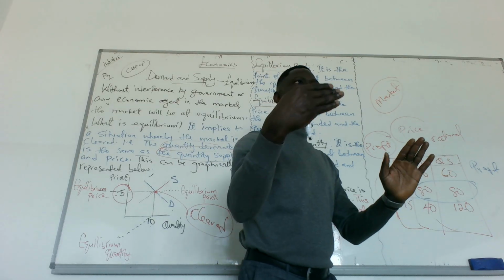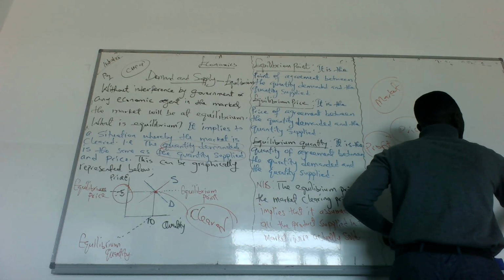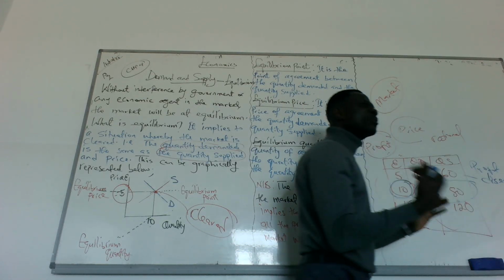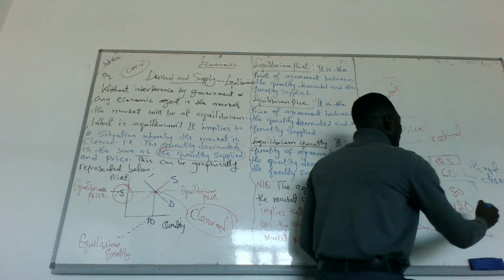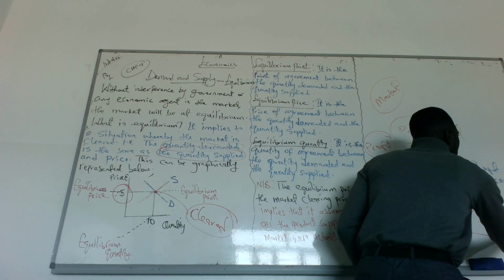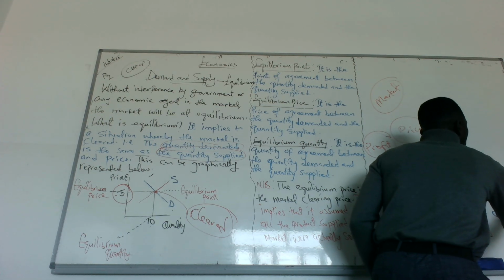Now, let's quickly go back to this. This is disequilibrium. This is equilibrium. I'm not supposed to teach you this, but we are there already. This is called disequilibrium, and this is disequilibrium. What's the difference? And this is equilibrium.